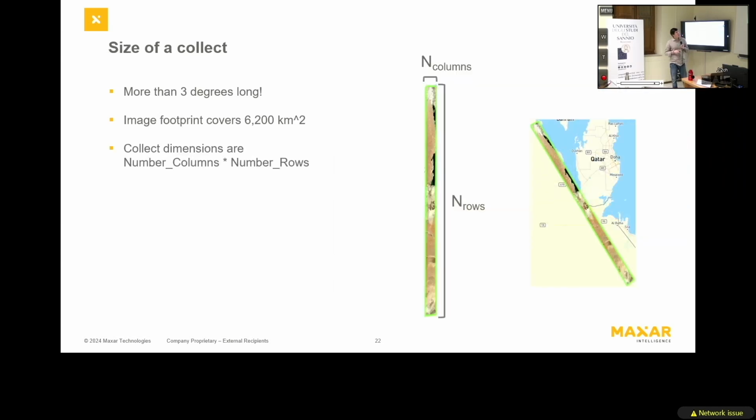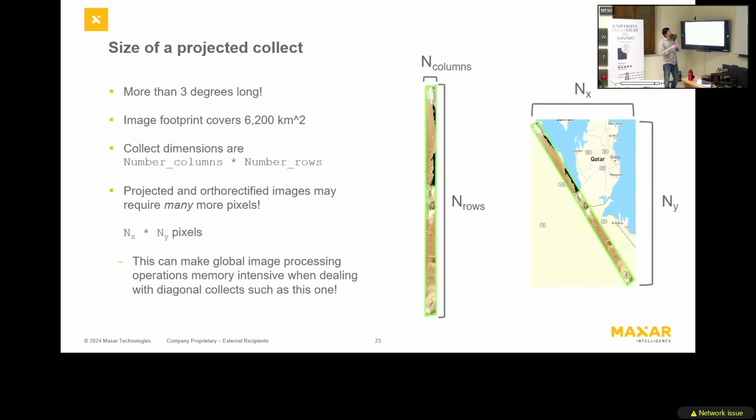When the satellite collects it, it looks like a raster like this, right? But once you project it and put it on the grid, the image becomes rectangular in this way, and generally there is a lot of black fill here. So you go from this number of columns and rows to a lot more pixels. When you deal with this data, when you move the data, when you touch the data, you need a really, really big machine. We are looking at many, many gigabytes of data.